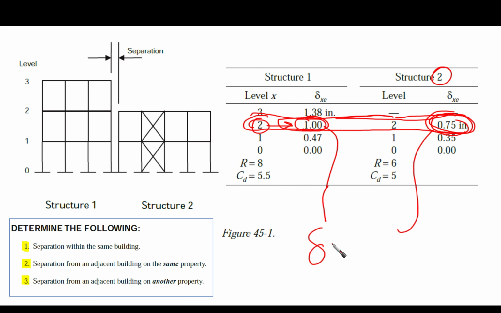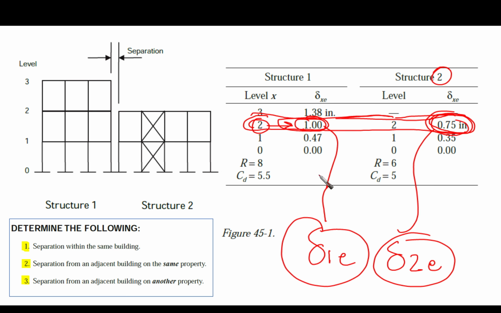So this is delta 1 here, and this is delta 2, if we're talking about the elastic values. Again, why do we choose them? Because if structure 2 has a higher value here, we will choose it, because they are going to be under the square root, under the radical. We want to get the minimum separation. The minimum separation is going to be obtained by the maximum value coming from the 2 structures.